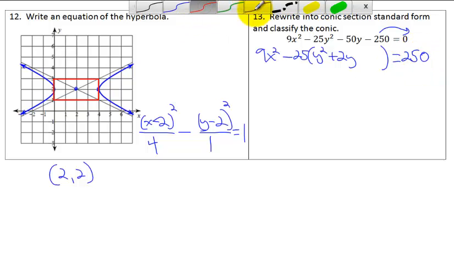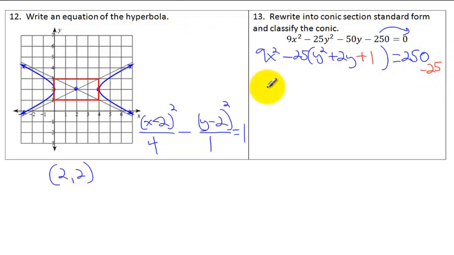So what do we do next? We will complete this square. Half of 2 is 1. Square that, and you get a positive 1. So if I add 1 on the left, you'd think, oh, I got to add 1 on the right, but it's actually not a 1. It was a 1 times negative 25. So to balance this, I have to subtract 25 over on the right side. Now it's balanced. So I have 9x squared minus 25.